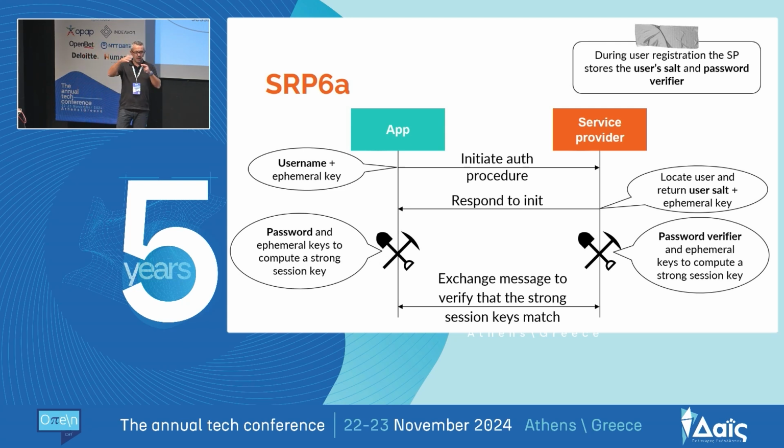Then I give that back to the service provider, where it computes the same procedure with the password verifier, using the ephemeral keys and the password verifier, not the password. If the two messages that we exchanged match, then that means that I know the password. If they don't match, then the access is denied.